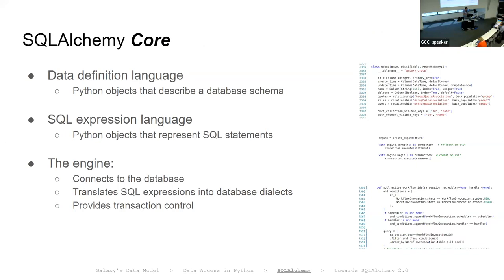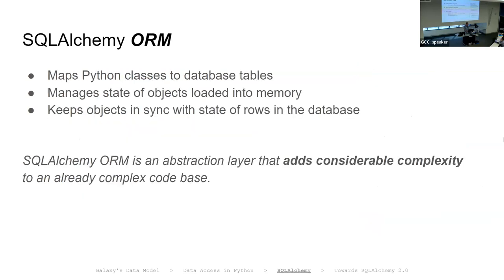SQLAlchemy consists of two main parts, SQLAlchemy Core and SQLAlchemy ORM. SQLAlchemy Core is basically the data definition language, which is Python objects used to describe the database schema; the SQL Expression Language, which is Python objects used to describe SQL statements; and the engine, which connects to the database, maintains a connection pool, translates SQL into database dialects, and most importantly, provides transaction control. SQLAlchemy ORM exists on top of SQLAlchemy Core, and it maps Python classes to database tables. It manages the state of objects which we have loaded into memory, and it keeps objects in sync with the state of the rows which represent these objects in the database.